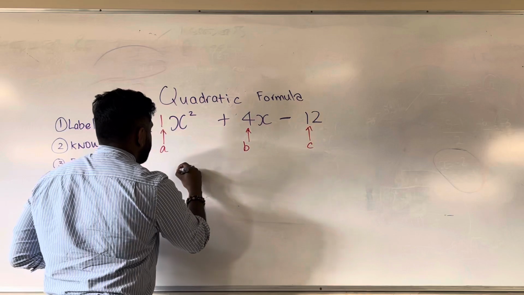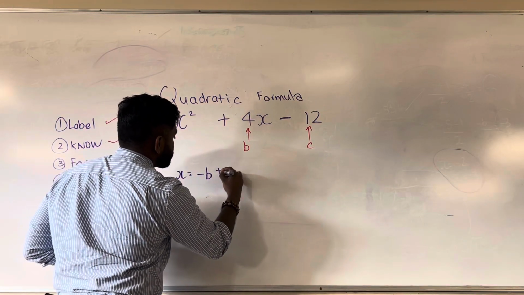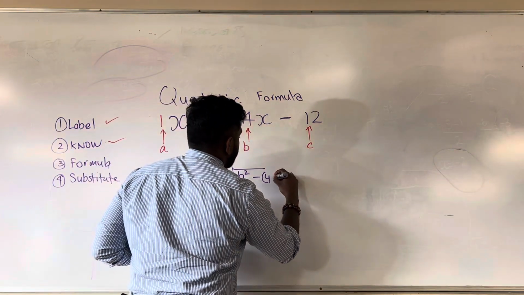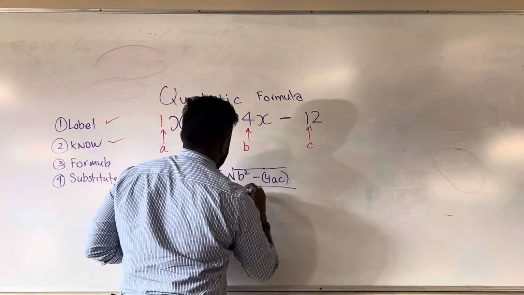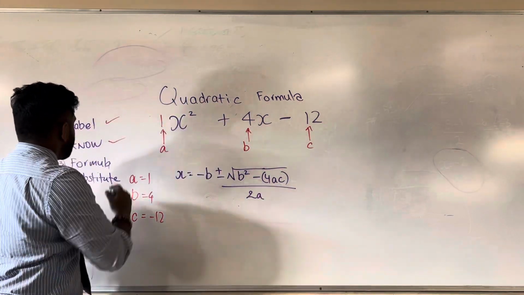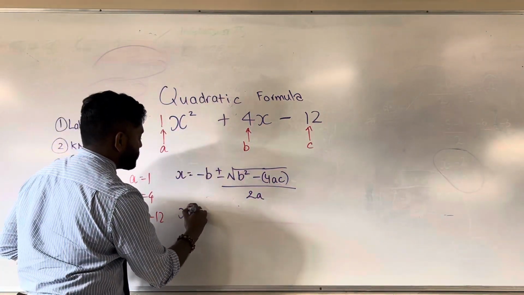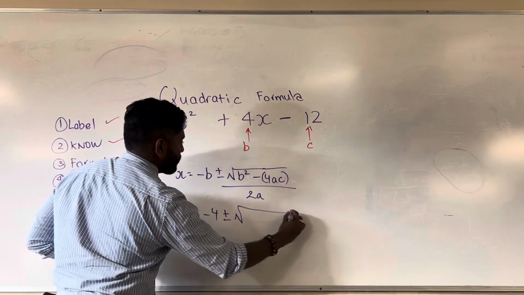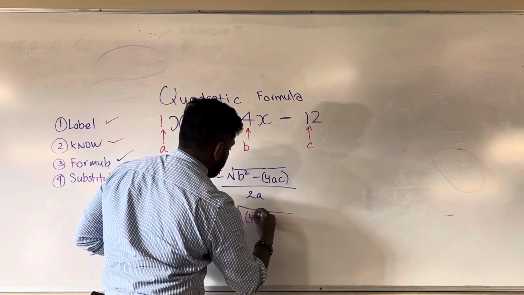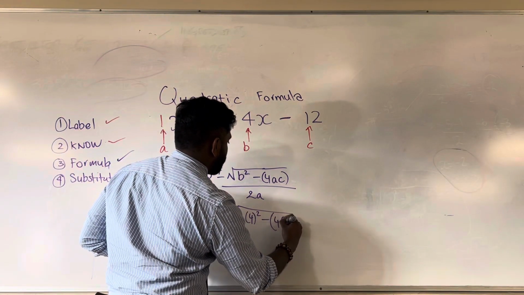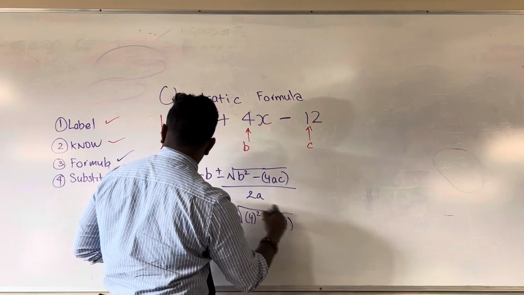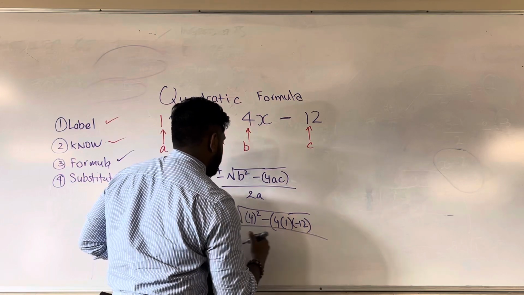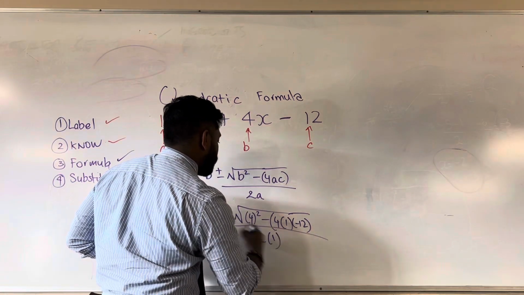Third step, write down the formula. So x is equal to negative B plus or minus square root B squared minus 4AC over 2A. Next step is going to be substitute. So let's substitute. X is equal to negative B, negative 4, plus or minus square root B squared, which is 4 squared, minus 4A, A is going to be 1, and then C is going to be negative 12, over 2A, which is 2 and 1.